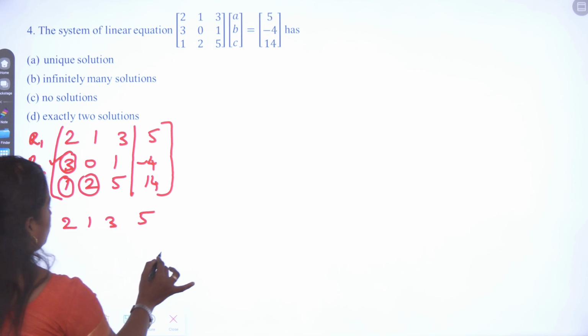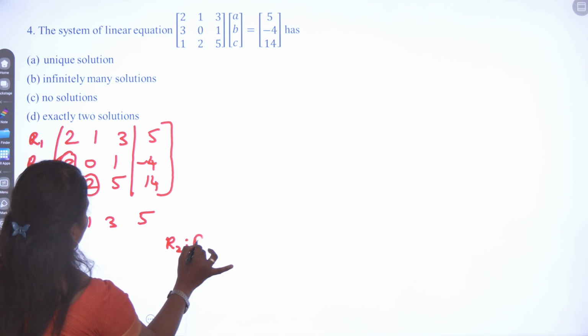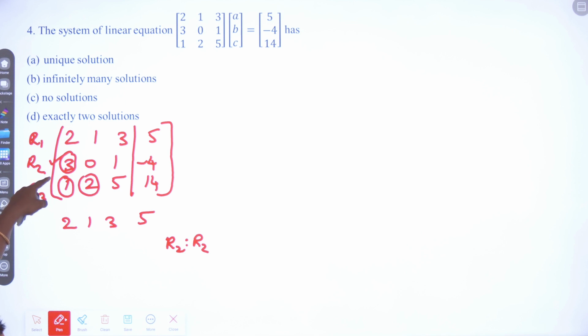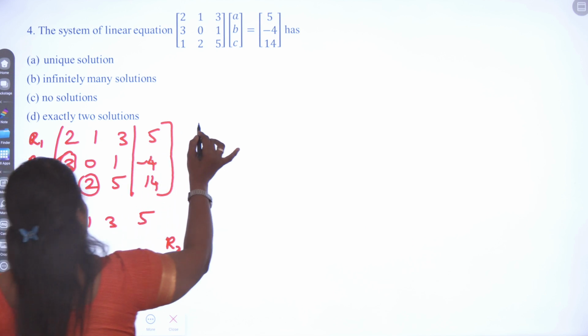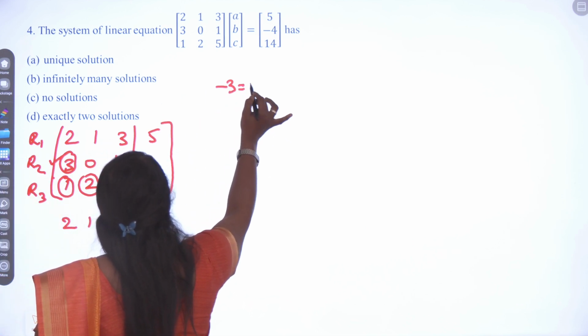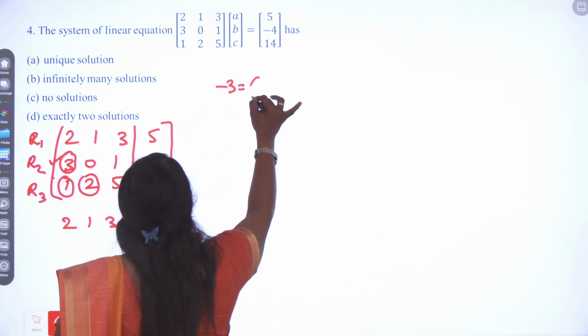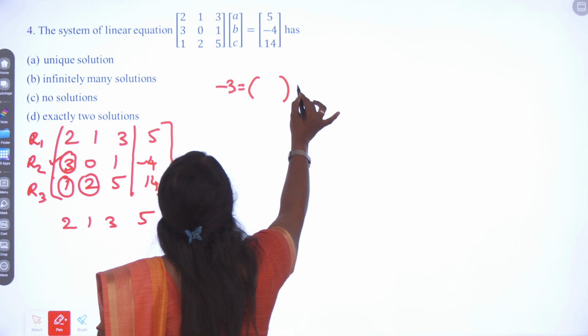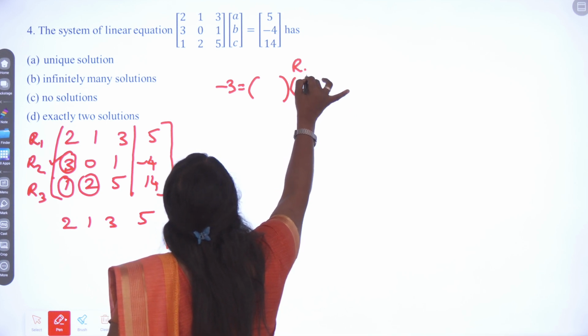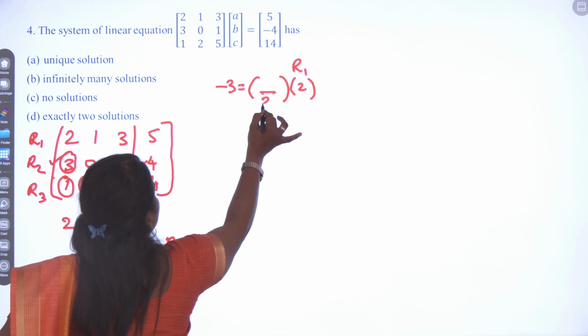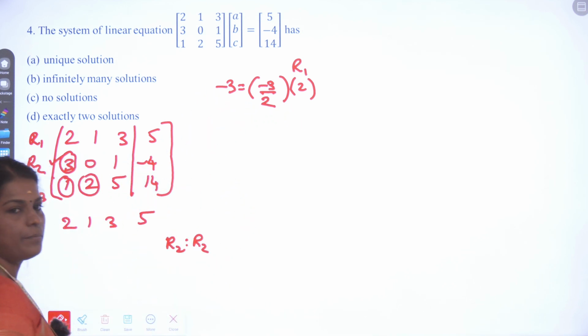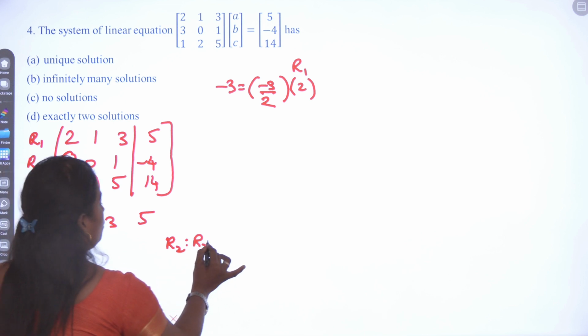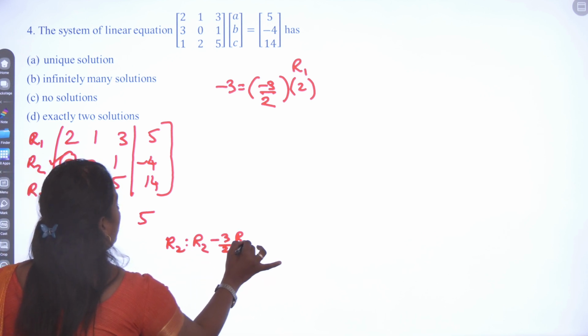Second row element R2, I have to convert this element to 0 using this R1 element 2. So only if this 2 becomes minus 3, it is possible to convert this element to 0. So this 2 should become minus 3. Minus 3 is equal to some product into 2, which is R1. So when we divide this by 2 and then multiply by minus 3, we get this minus 3. So R2 is nothing but R2 minus 3 by 2 R1.